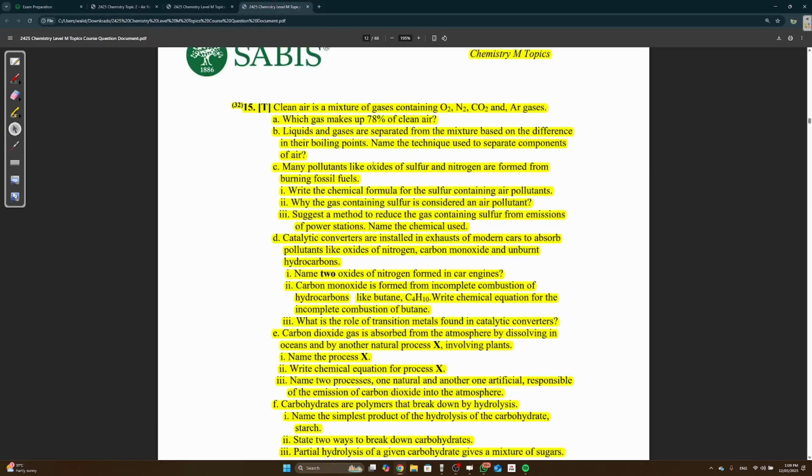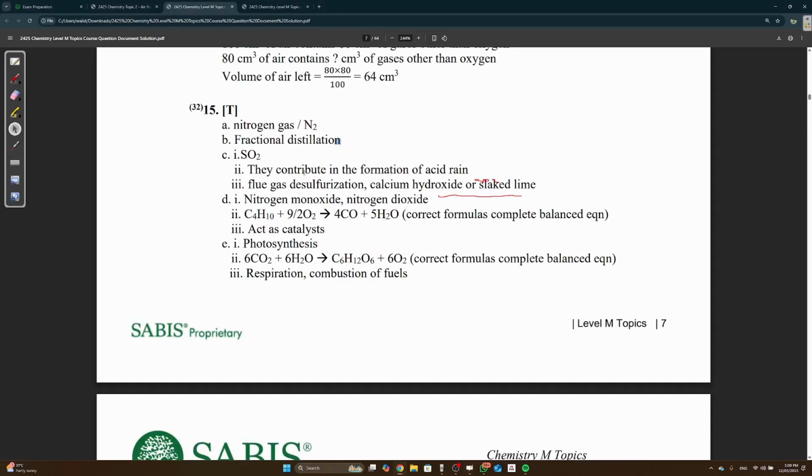If you're separating it according to its boiling point. Many pollutants like oxides of sulfur and nitrogen are formed from burning fossil fuels. Write the chemical formula for the sulfur containing air pollutants. What sulfur containing air pollutant? SO2, right? Sulfur dioxide, right?